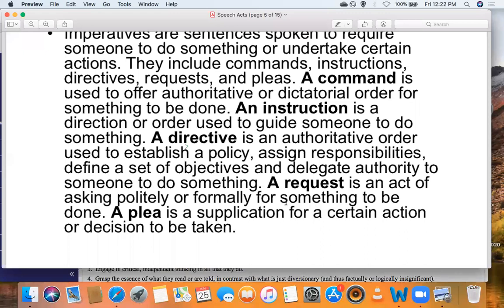A request is an act of asking politely or formally for something to be done. A plea is a supplication for certain action or decision to be taken. So you can see that all these kinds of imperatives are different regarding the tone in which they are delivered.